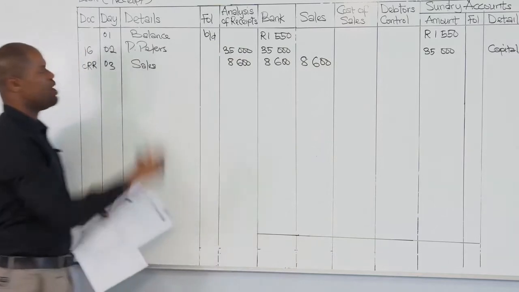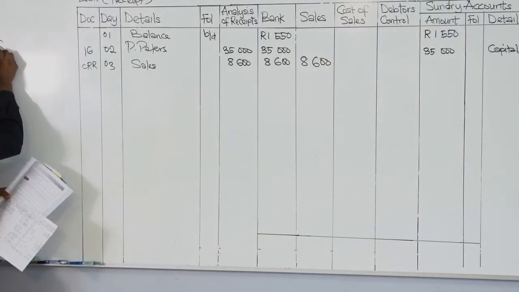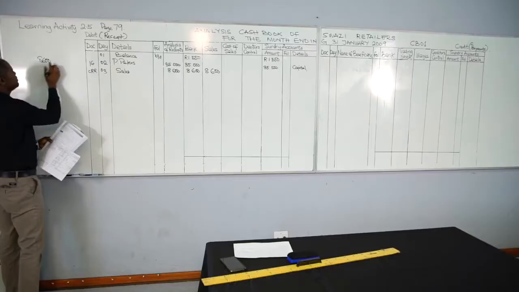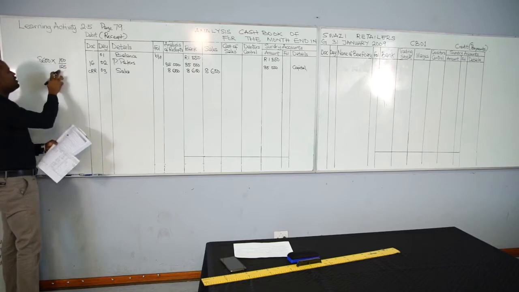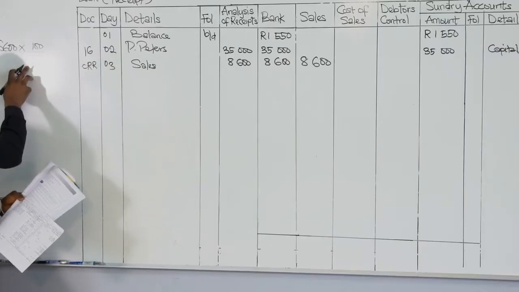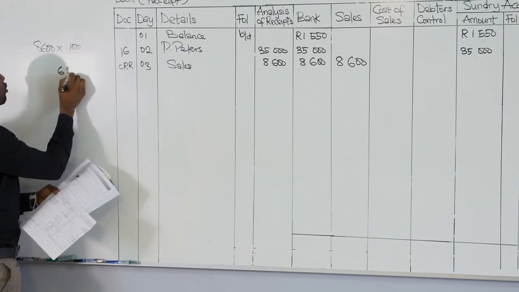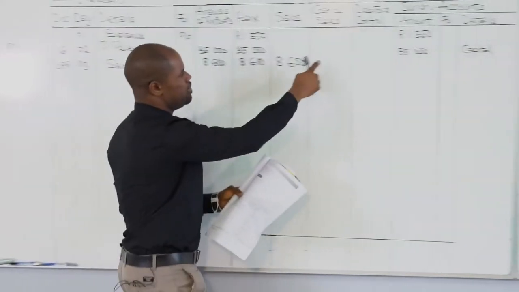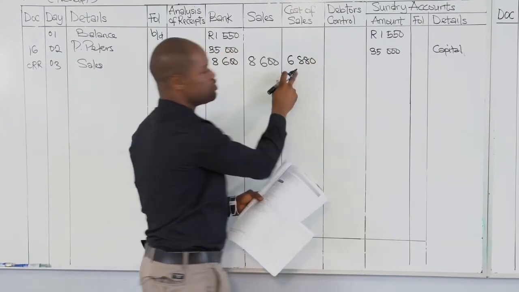But for cost of sales, you have to calculate it. To calculate our cost of sales, it is the sales amount times 100 all over 125. 125 here is the cost plus the profit margin of Swazi Retailers. What you are going to get there is 6,880. So you put it here, 6,880. That is your cost of sales.